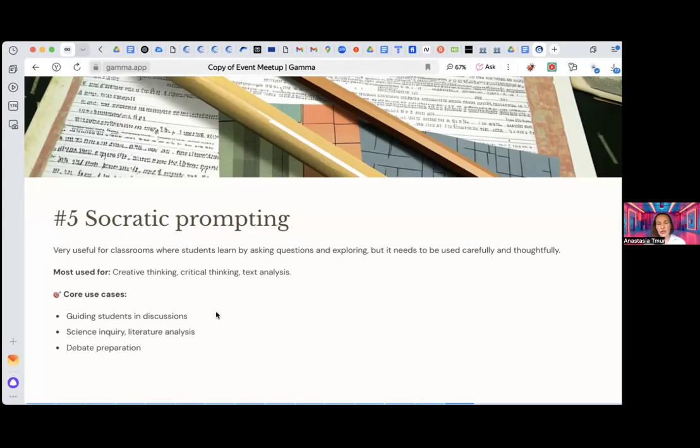So it's like keeping a conversation and giving some ideas to the student, to make their knowledge better during the dialogue. So core use cases are guiding students in discussions, science topics, debate preparation, all the things about creative thinking or critical thinking or text analysis or even research.